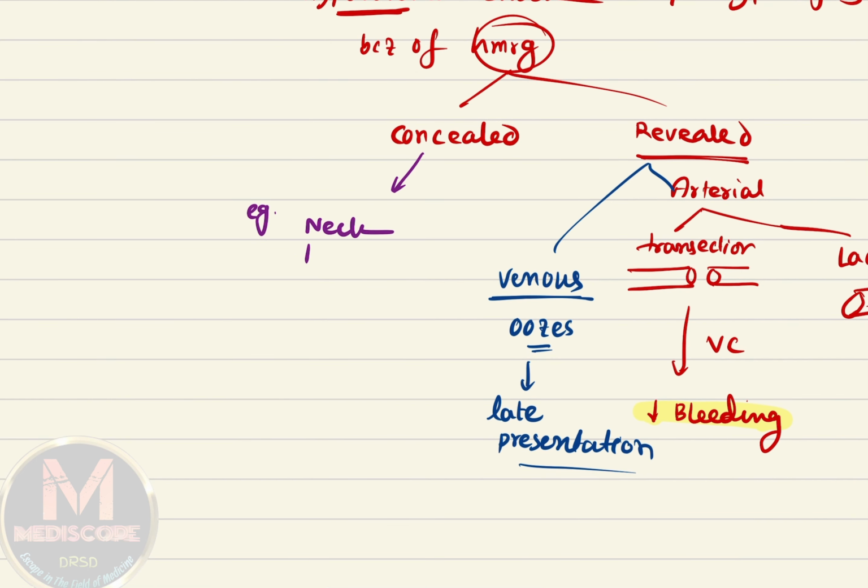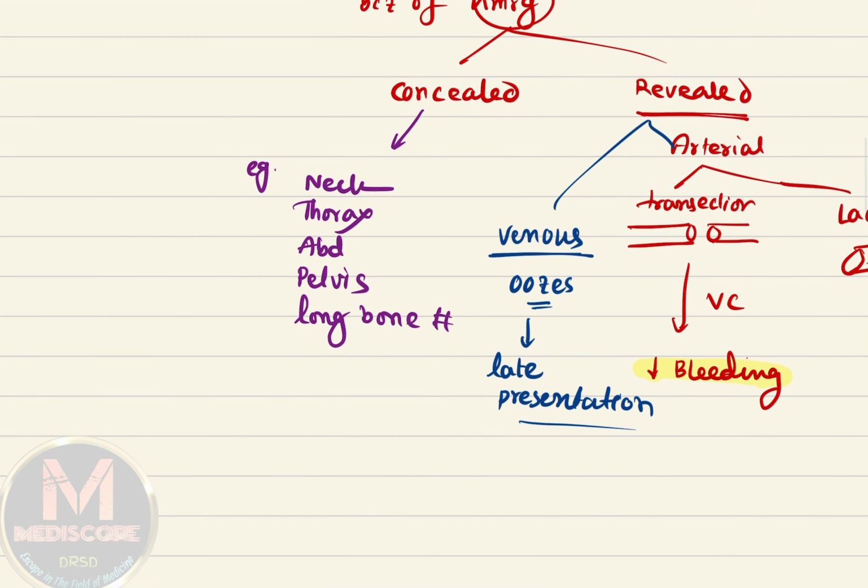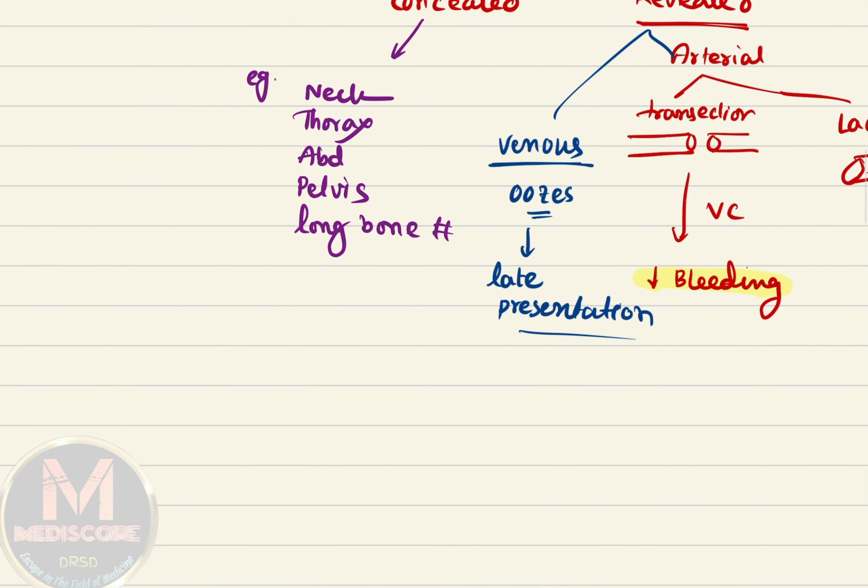Now, concealed bleeding, that you have to know from here, is when there is closed injury to the vital organs, basically like in the neck, thorax, abdomen, pelvis, or even, very important, long bone fracture. In these cases, you will have concealed bleeding enough to cause hypovolemic shock. But isolated intracranial hemorrhage cannot produce that amount of hypovolemic shock because your cranium does not accommodate that amount of blood. It is a very limited space.